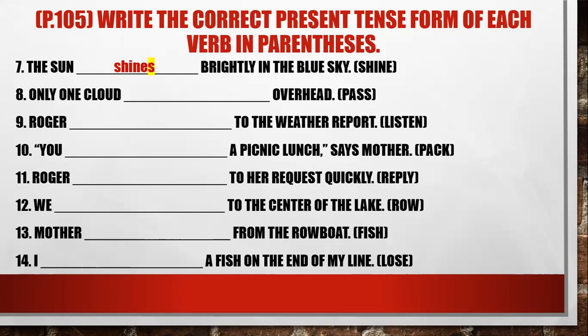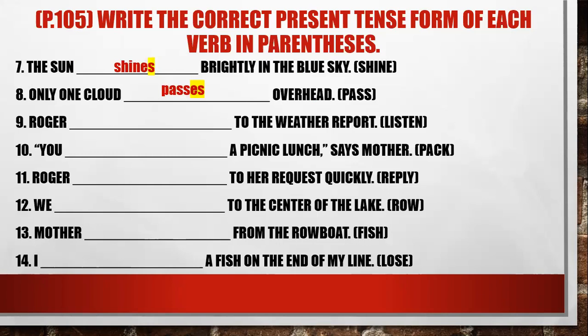Number 8, only one cloud blank overhead. Only one cloud. We're talking about cloud, just one, which means that the verb is going to change according to the rules. And we are using rule number 2 for this verb. So it's only one cloud passes overhead.